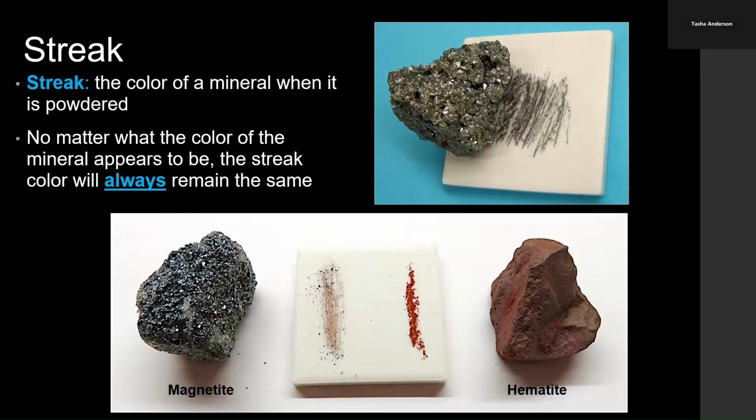Third, we have streak, which is the color of a mineral when it is powdered. No matter what the color of the mineral appears to be when it is solid, the streak color will always remain the same. Therefore, keep in mind that when asked to identify the streak, you only need to describe the streak color on the plate, not the actual mineral.